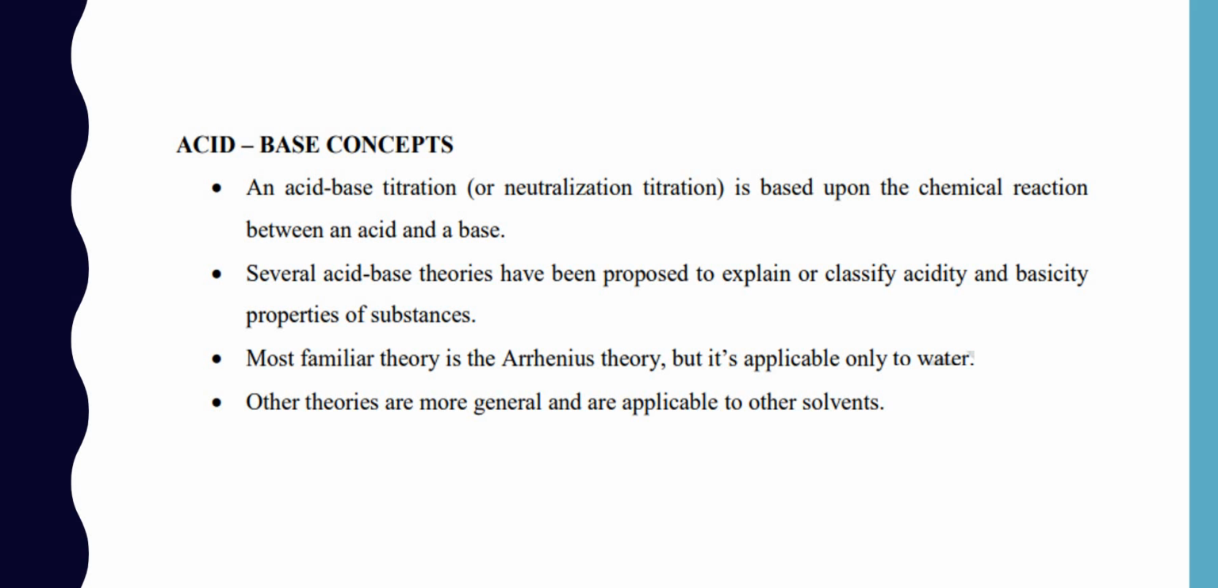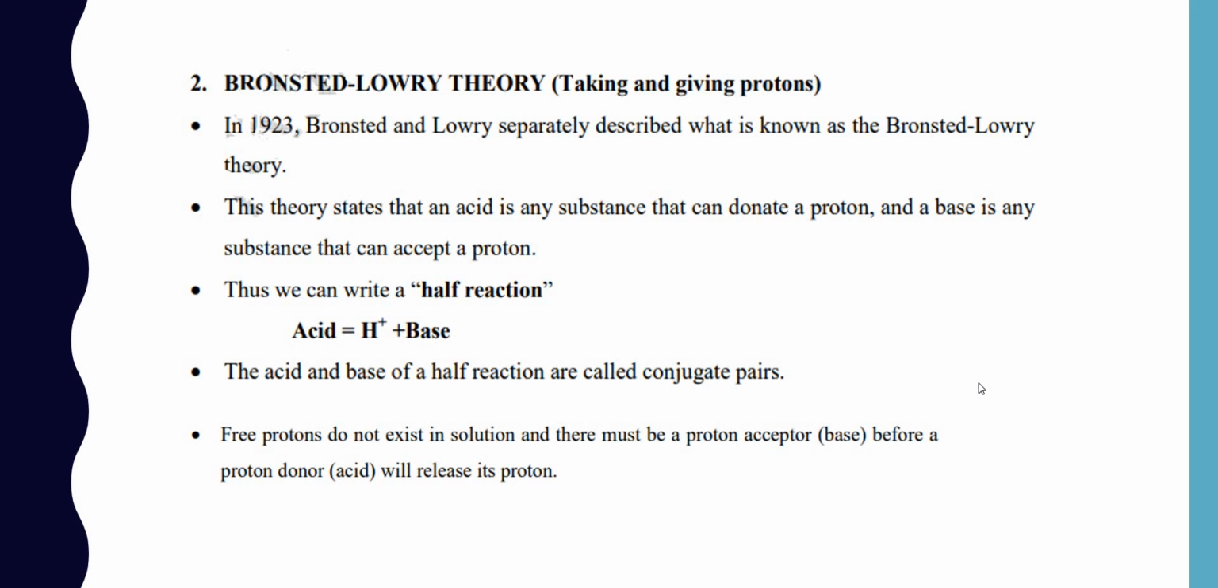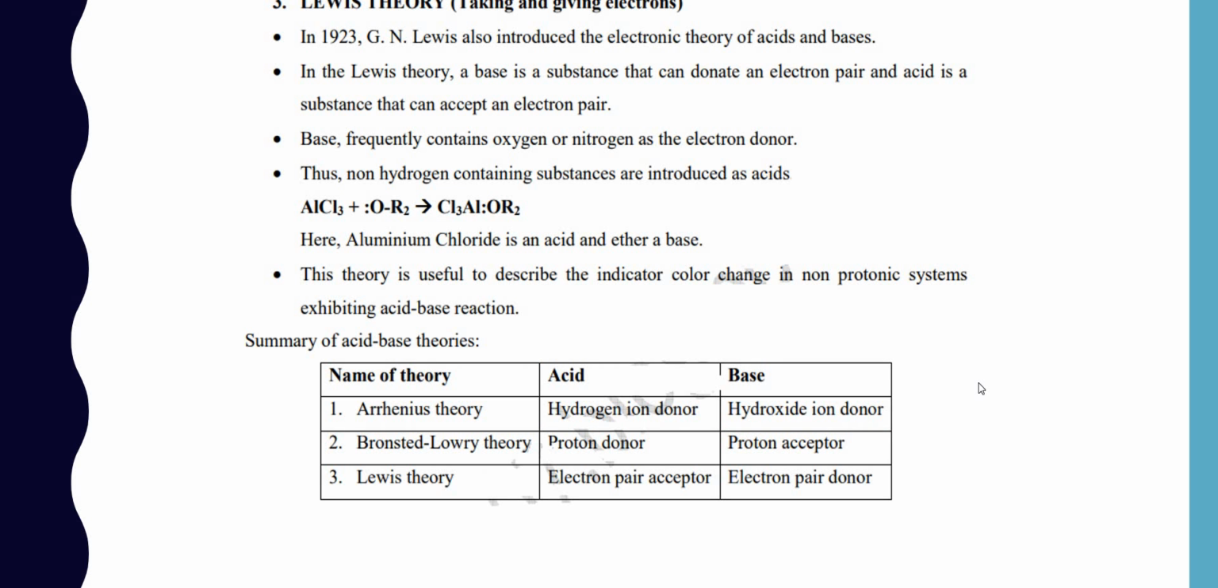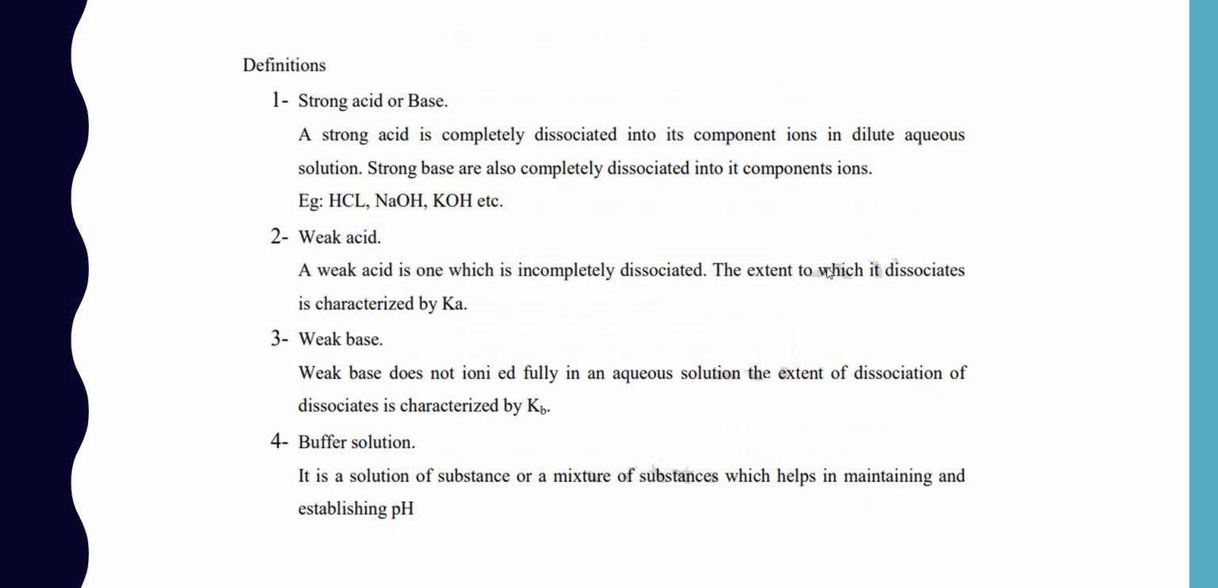Before studying the titrations, we had studied acid-base concepts and different theories proposed by different scientists, like the Arrhenius theory, Bronsted-Lowry theory, and Lewis theory. The summary of all these theories is mentioned here. Next we studied the solvents involved in aqueous acid-base titration. Polar protic solvents and polar aprotic solvents are mentioned here, but polar protic solvents are used in aqueous acid-base titration, that is water, which is a polar protic solvent.